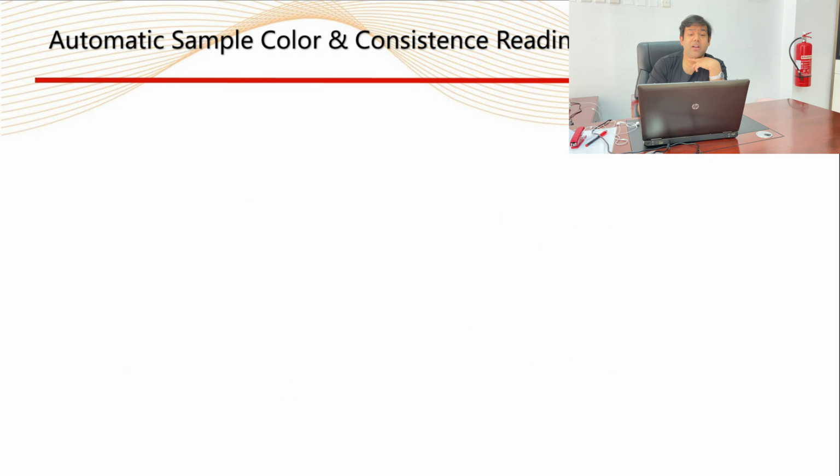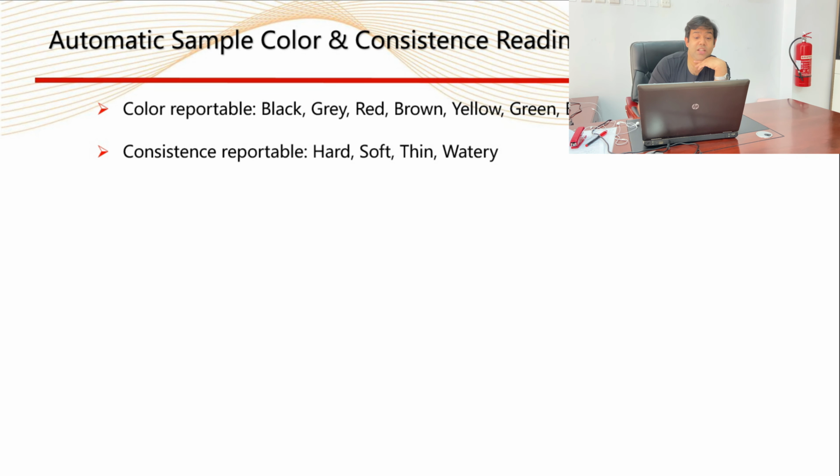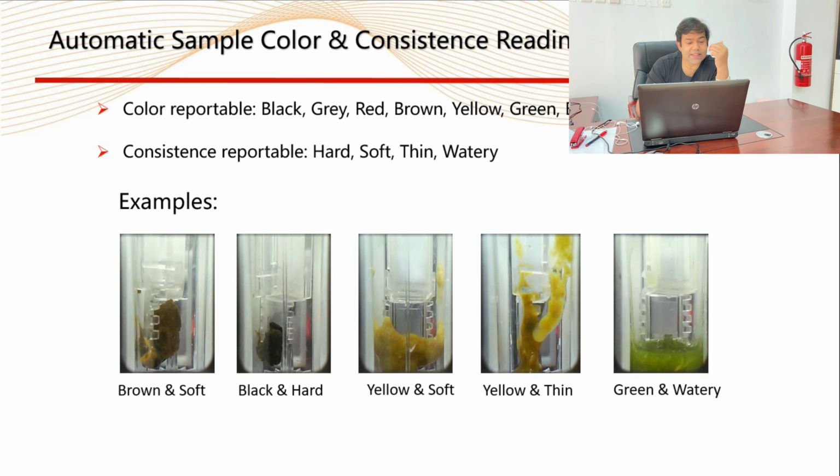And automatic sample color and consistency reading. Whatever the color of the feces is, it will tell you the color. The colors it can detect are black, gray, red, brown, yellow, green, blue, and purple. Consistency is reportable as hard, soft, thin, and watery. These are the examples: brown and soft, black and hard, yellow and soft, yellow and thin, green and watery.